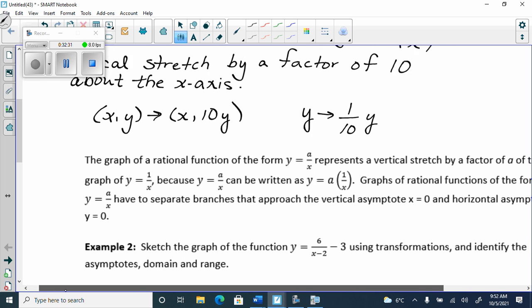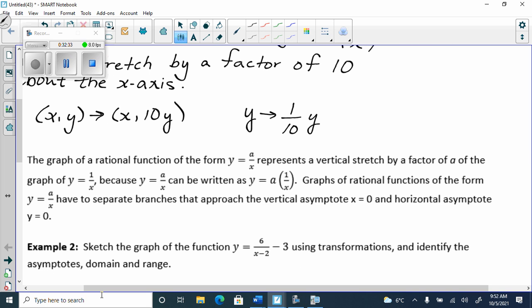Okay, let's look here. The graph for a rational function of the form y equals a over x represents a vertical stretch by a factor of a of the graph of y equals 1 over x, because y equals a over x can be written as a times 1 over x. Graphs of the rational function of the form y equals a over x have separate branches that approach the vertical asymptote x equals 0 and the horizontal asymptote y equals 0.